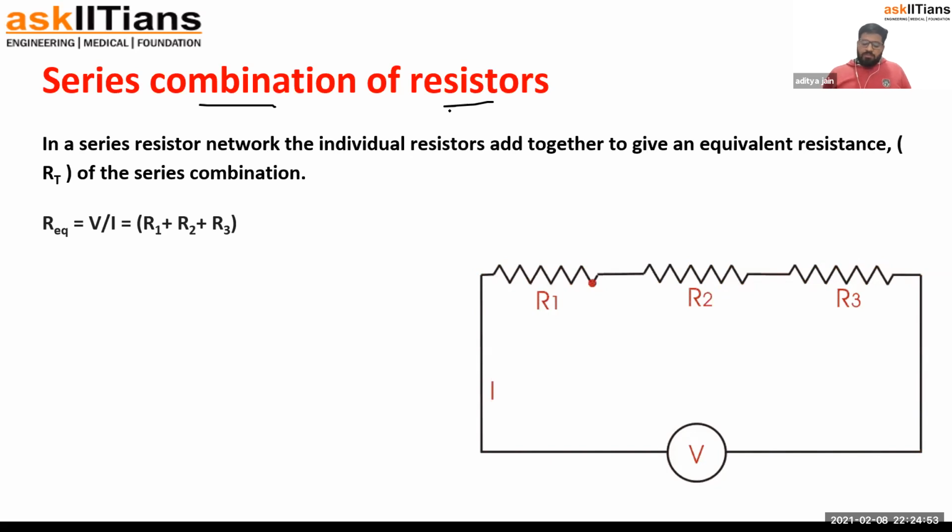Getting my point? So if more than one resistor is given to you and you want to replace all the resistors with a single resistor whose property is equal to the combined effect of all these individual resistors, that is known as equivalent resistance.